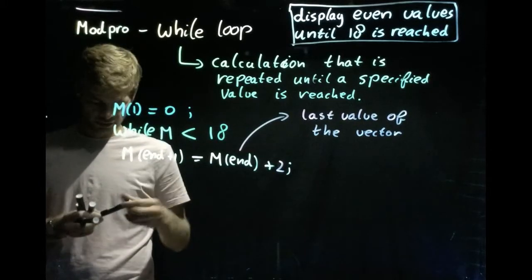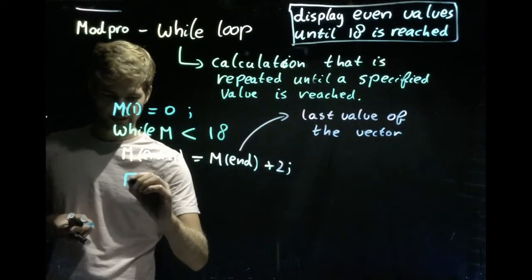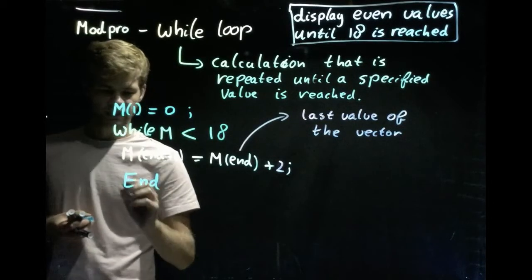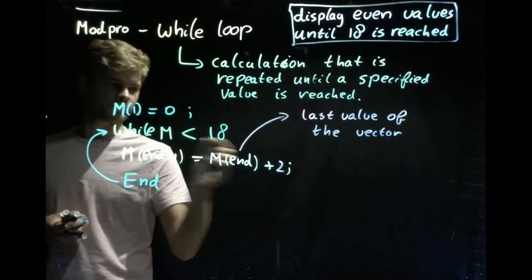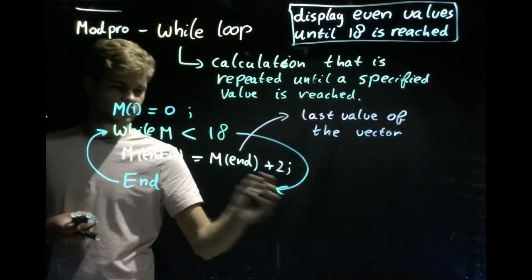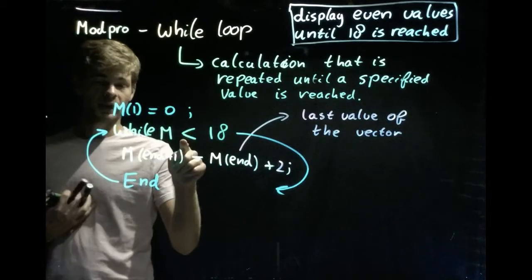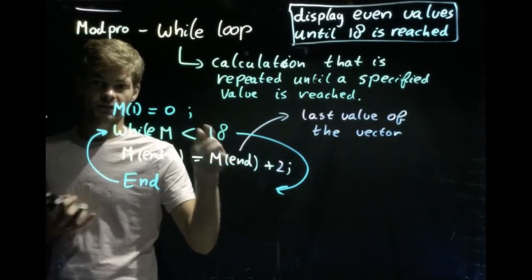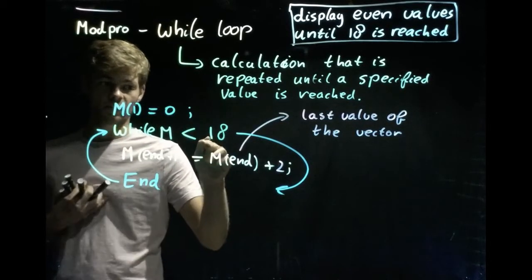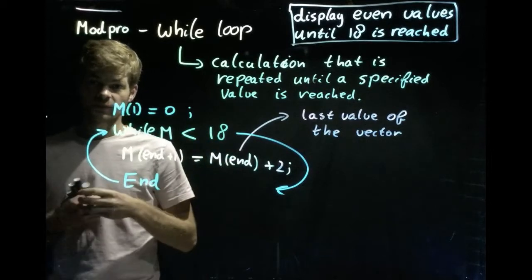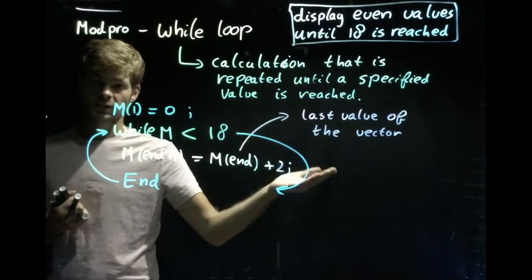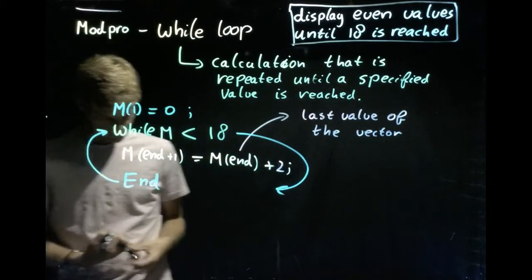And of course a loop needs an end. So after this end it will be repeated until I've reached the value of 18. So mind this, the value of 18 will be included because it will continue until the value of 18 is reached. So 20 won't be included, but 18 will be included.